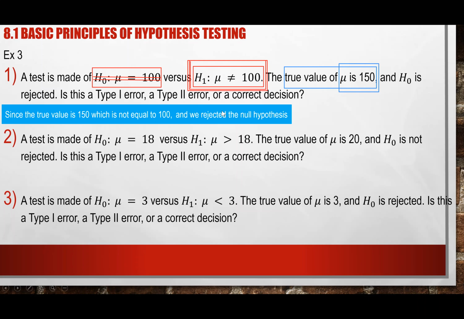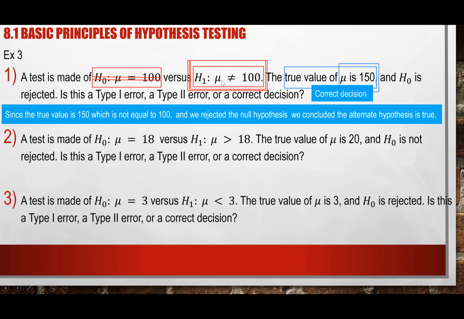And since we reject the H naught, we throw this away, which means we accept this item here. We say that we have enough evidence to support that the mean is not equal to 100, which is the correct decision. This thing is false and we throw it out. Because it's false, we throw it out, and this thing is true. Everything good to go, right?